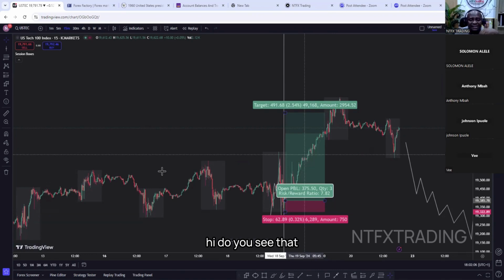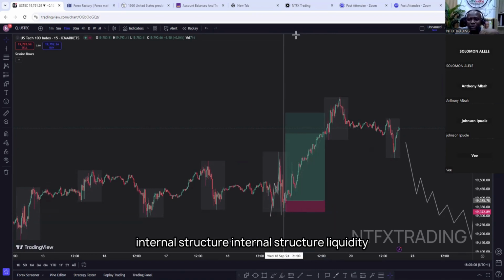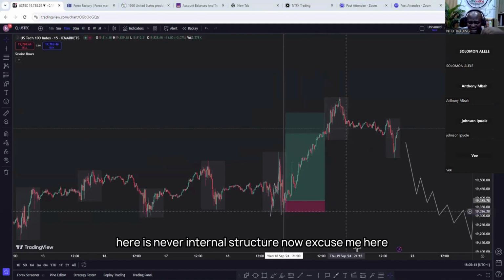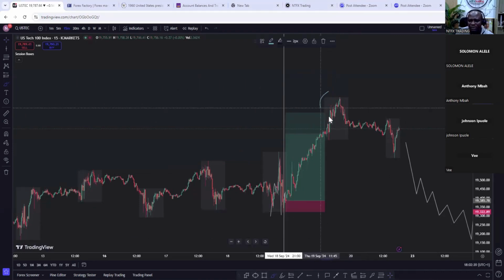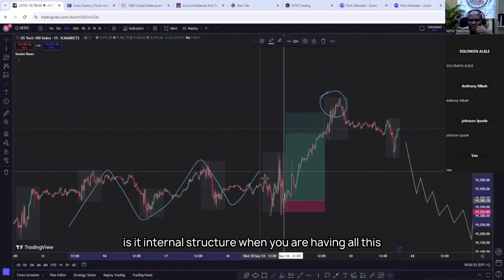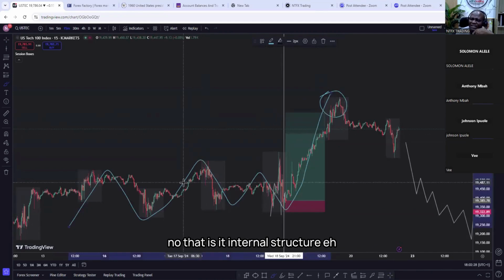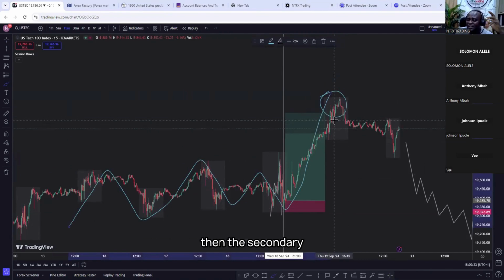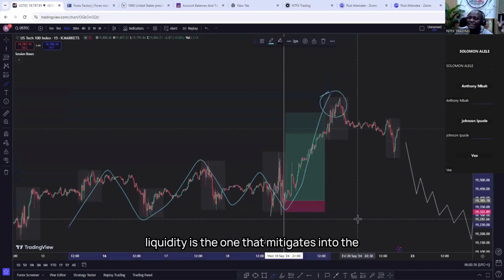Do you see that internal structure here? Internal structure liquidity. Not the internal structure. When you have liquidity here, it is never internal structure. If you see liquidity here, is it internal structure? When you are having all this, is it internal or external structure? It's not internal. We call it primary liquidity. Then the secondary liquidity is the one that mitigates into the structural level. Structural level, that is the primary one. That is the cocoa. Then the other one is secondary.